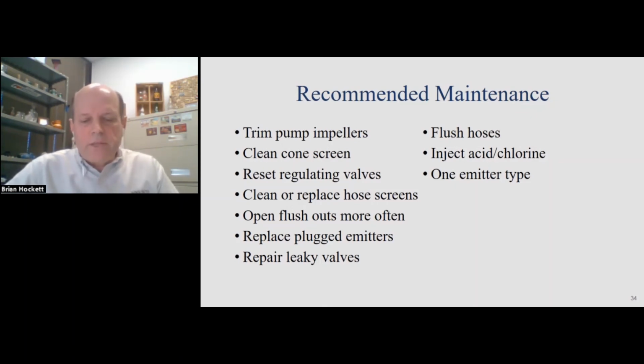Reset regulating valves to make sure that pressures are consistent across the block. Clean and replace hose screens. Open flush outs more often. Replace plugged emitters. Repair leaky valves. Need be, flush the hoses more often. Maybe inject acid or chlorine if you've got a lot of plugging going on, depending on the nature of the emitter plugging. And make sure the emitter types are consistent. If these measures are undertaken on a regular ongoing basis, there's no reason why the system shouldn't be operating at a high level of efficiency.